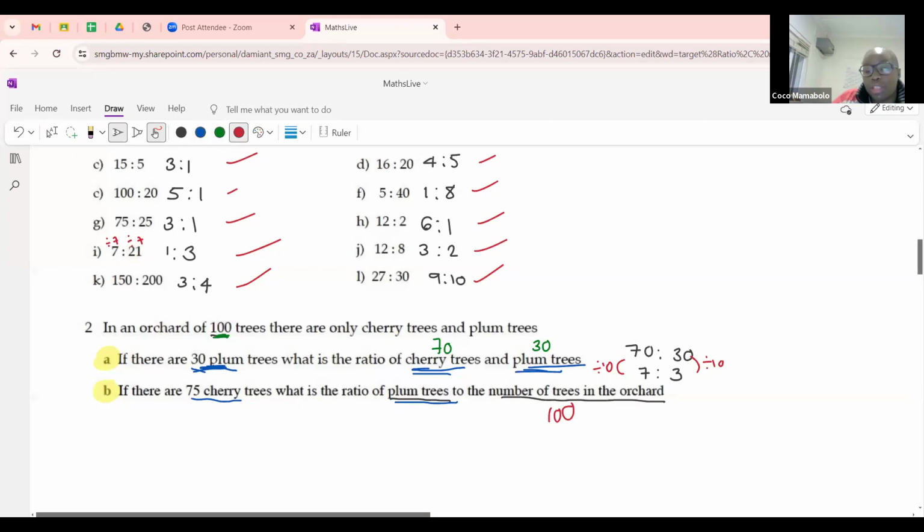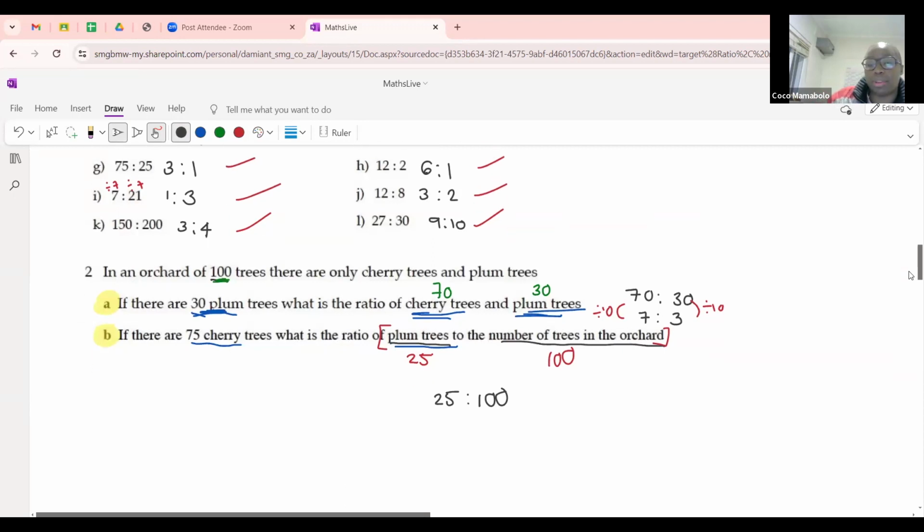Good, Leacho, absolutely. There are 25 plum trees. And that's the ratio they want. They want the ratio of plum trees is to all the trees in the orchard. So my ratio is then going to be 25 is to 100. But this, again, is not in my simplified form. So I still need to put it in its simplified form. What would I need to do to get it into its simplest form?